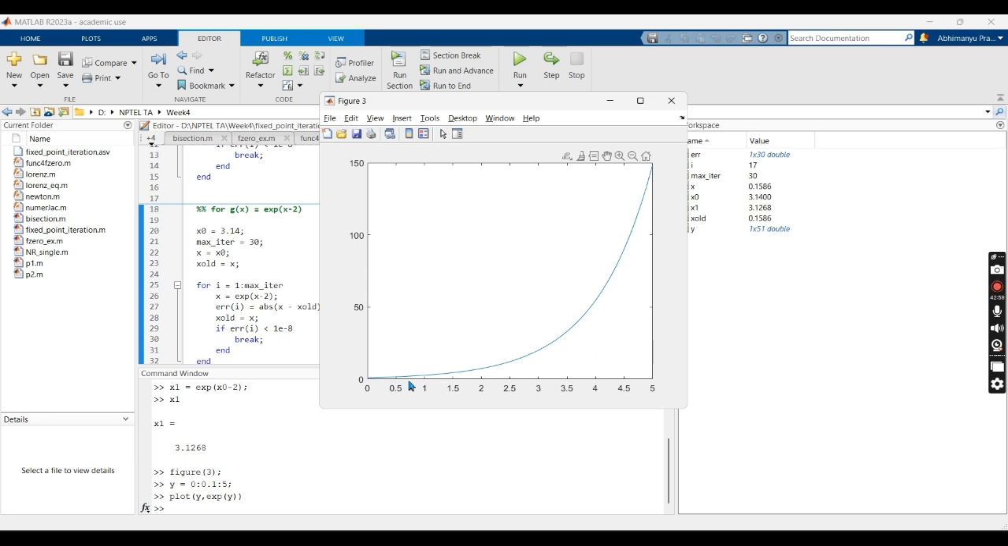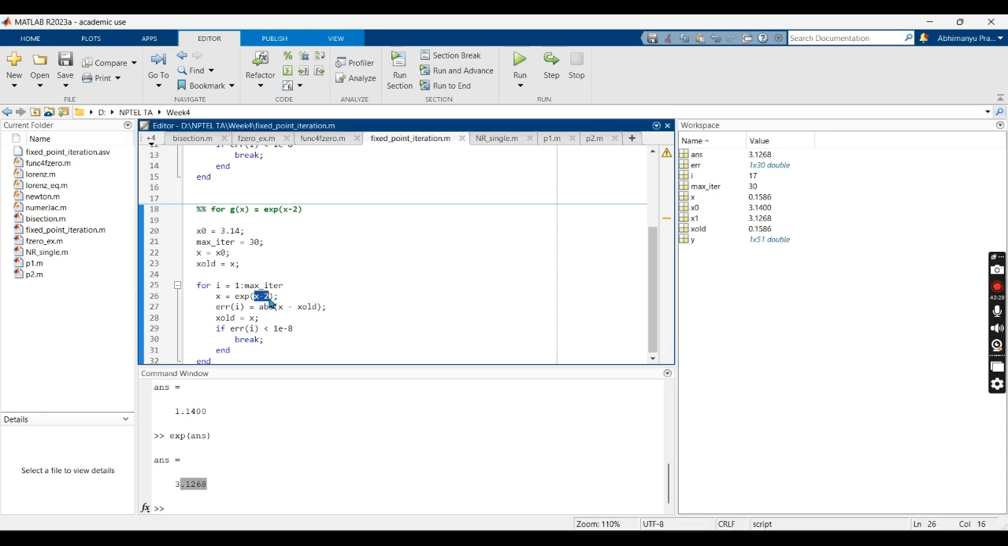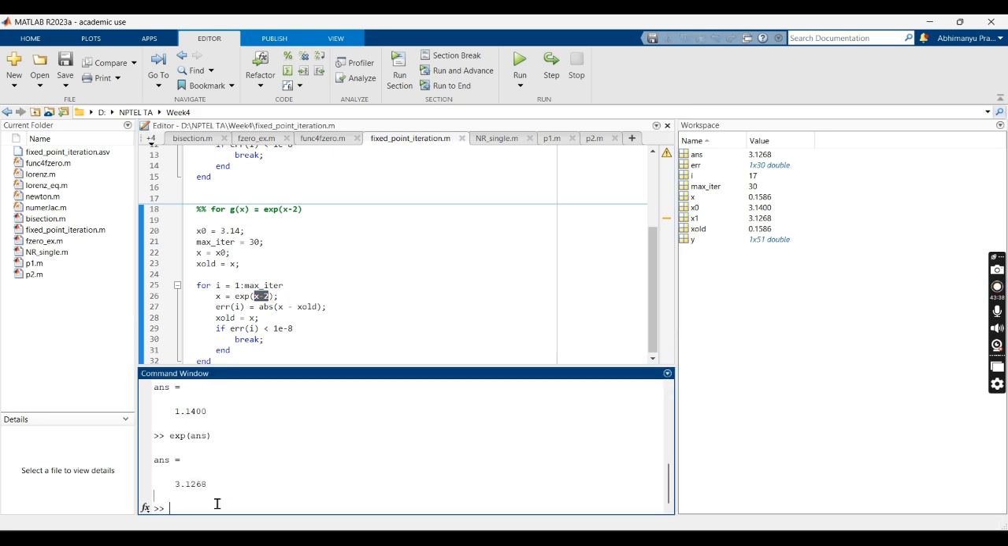So this is the plot of x e to the power x. Now if I take some value of 3, like my x0 is 3.14, and if I evaluate x0 minus 2, then I get a value of 1.14. Now exp of this is 3.1268. So this 3.1268 is less than 3.14, right? So this x minus 2, the power of the exponent, it is decreasing, right?